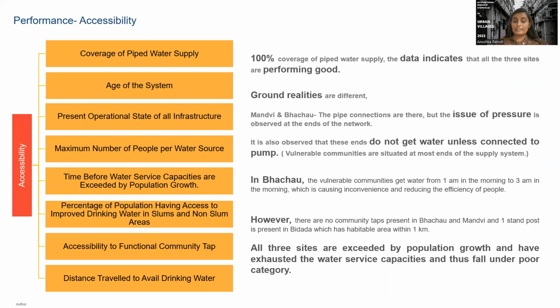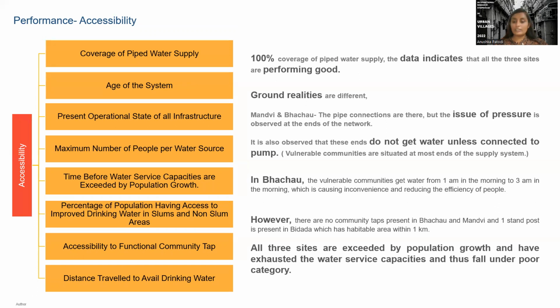But the ground realities are different. In Manvi and Bachao, the pipe connections are there, but the issue of pressure is observed at the ends of the network. It is also observed that these ends do not get water unless a pump is connected to them. And mostly vulnerable communities are situated at the ends of the supply system. In Bachao, the vulnerable communities get water from 1 a.m. to 3 a.m. in the morning, which causes inconvenience and reduces the efficiency of the people.